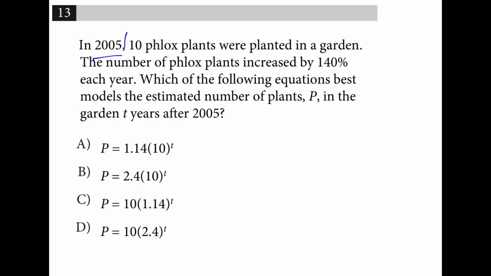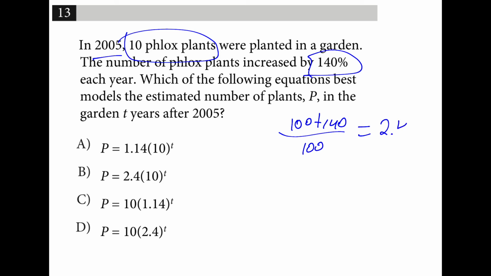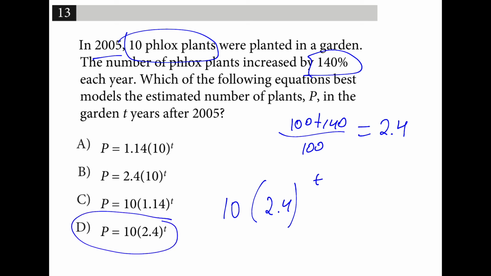In 2005, we had this many plants. They increased by 140%. So we take 100 plus 140 divided by 100, and that's how we get the growth factor of 2.4. So 10 initial value times growth factor to the power of the number of years.